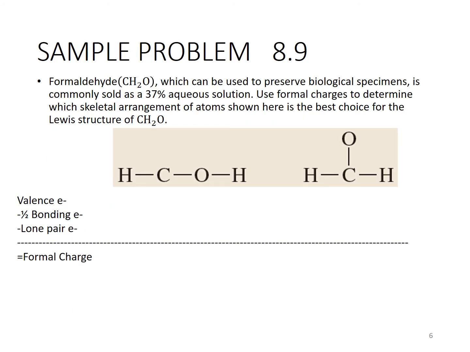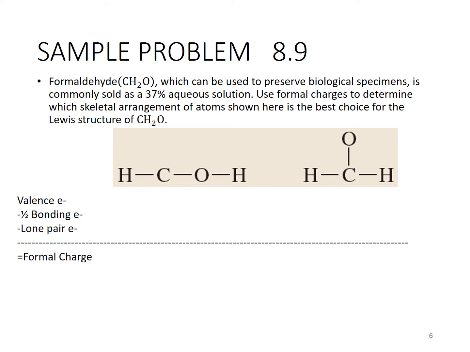So here's another example where we can take a look at the connectivity and see which one is preferred for formaldehyde. So we can use formal charges here to determine which skeletal arrangement is the best choice for CH2O. So number of valence electrons total. The hydrogens we are always going to ignore. You're not terribly concerned about the hydrogens. Those should have a formal charge of 0 always.